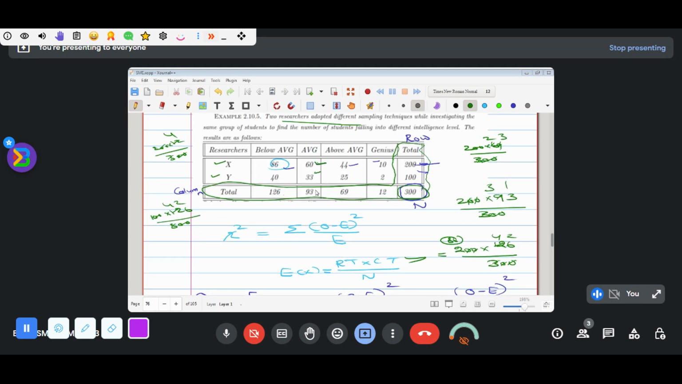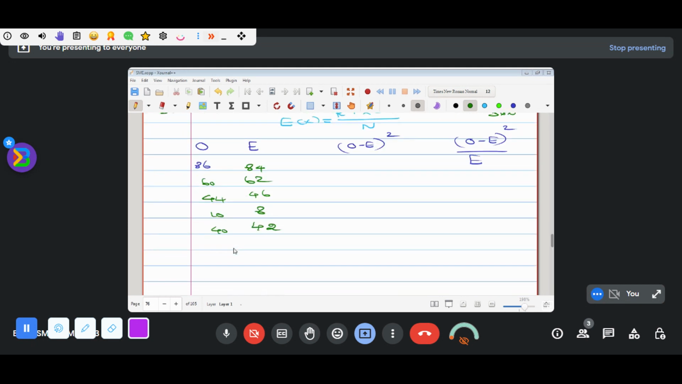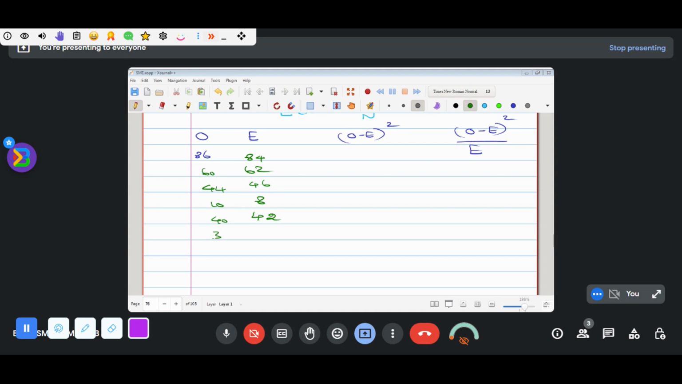Next calculation, 33. The corresponding row total and column total are 93 and 100, so 93 into 100 divided by 300. The double zero cancels, and 3 into 93 is 31. Therefore, the expected value for 33 is 31.